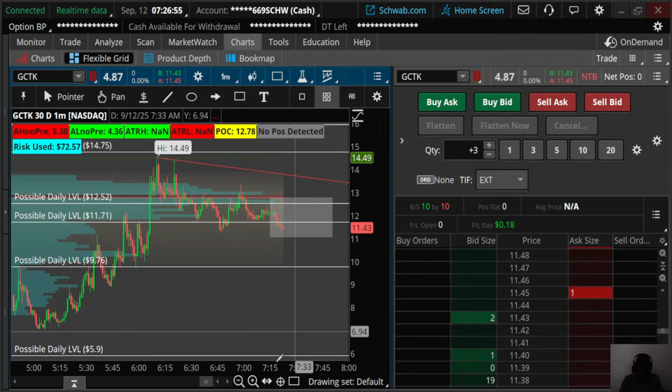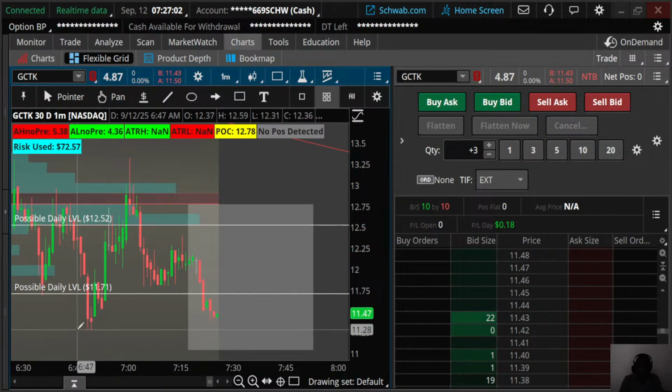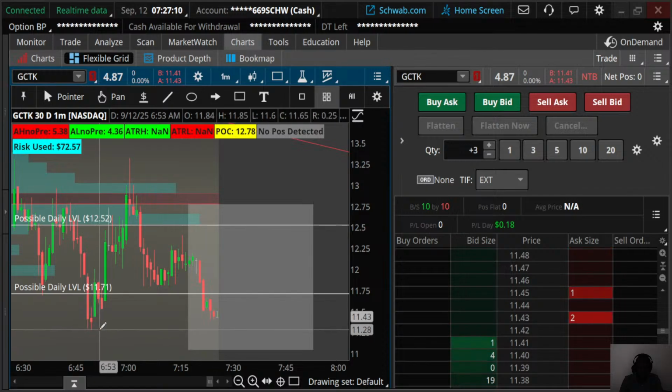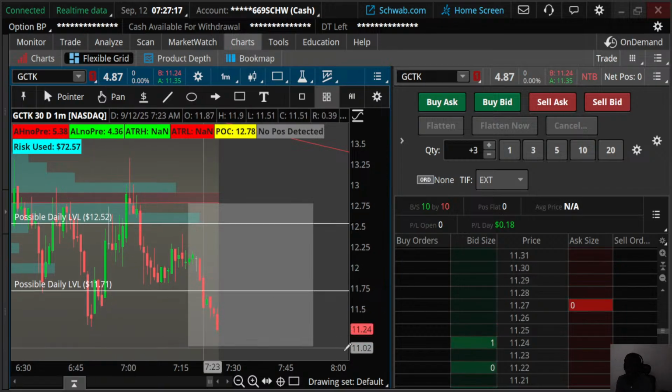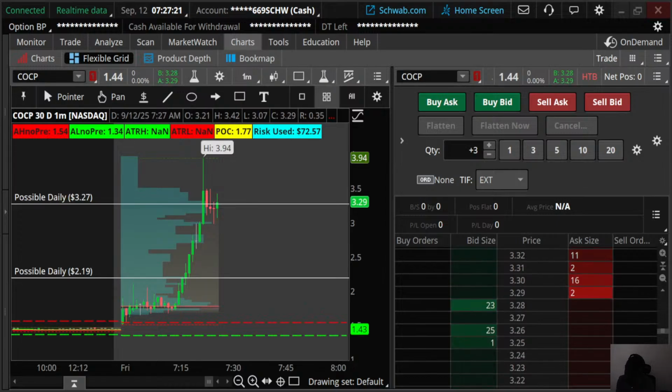$11.29 bottom. $11.50, and it will need to get back past 11.71. Could use the 28 as my out. We'll see. But now COCP up 125%. So they're both around the same percentage gain.